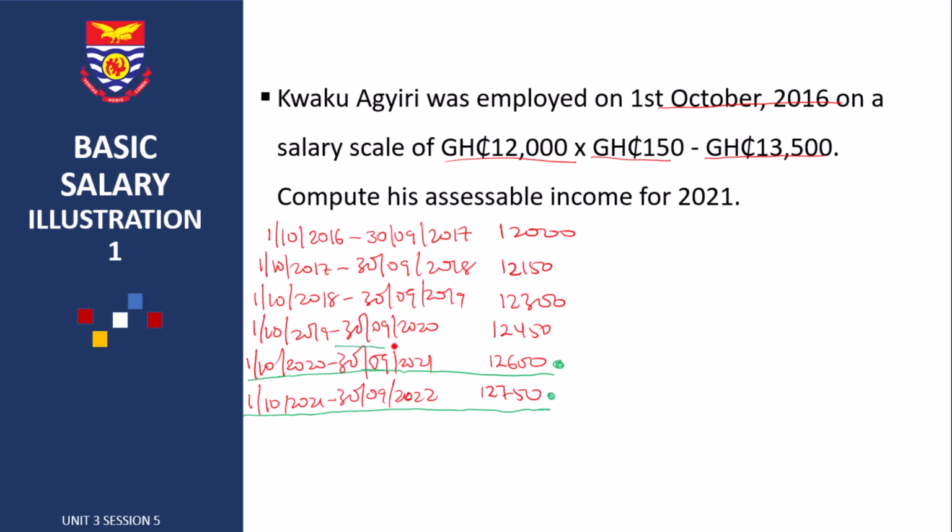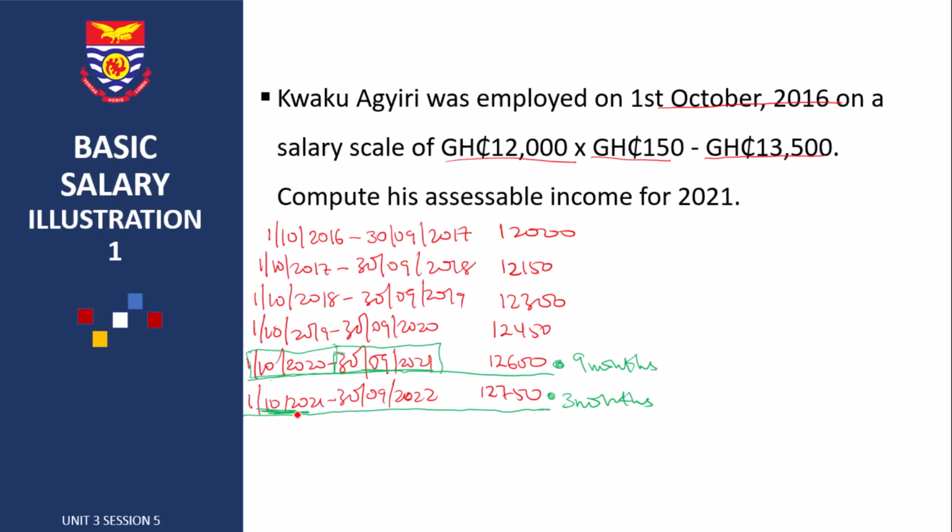For this point, we have from 1st October 2020 to 30th September 2021. So it means that here we have from 1st January 2021 to 30th September 2021. So here we have 9 months. In a year, we have 12 months. So if we have 9 months here, it means here we have 3 months, which is 1st October 2021 to 31st December 2021.